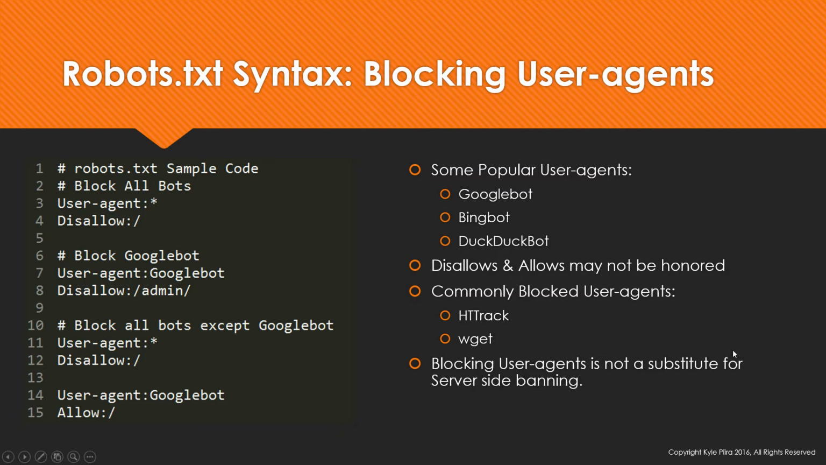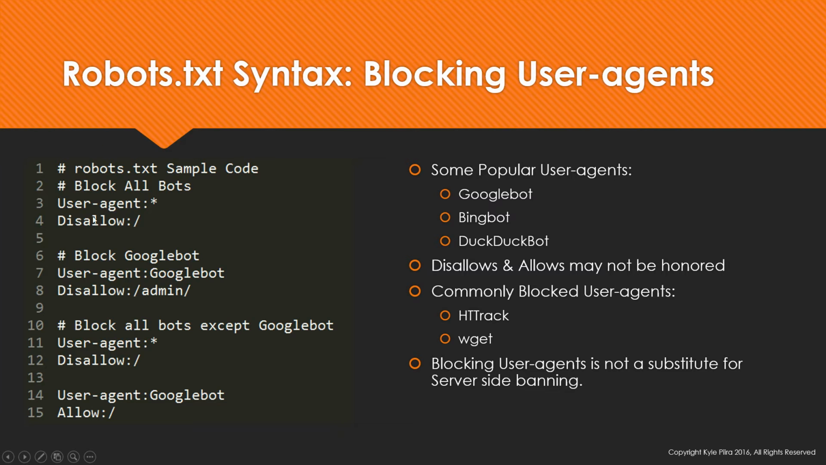Some commonly blocked user agents are HTTrack and Wget. HTTrack is a piece of software that downloads websites for offline viewing, and Wget is a console tool for getting web resources. Usually it's used for zip and tarball files, but it could be used for HTML, CSS, all that stuff. And again, blocking user agents is not a substitute for server-side banning.